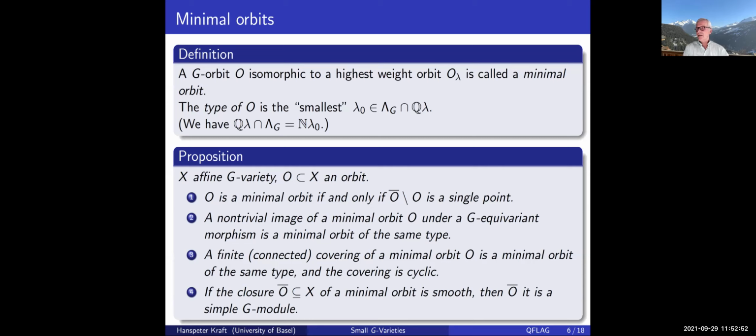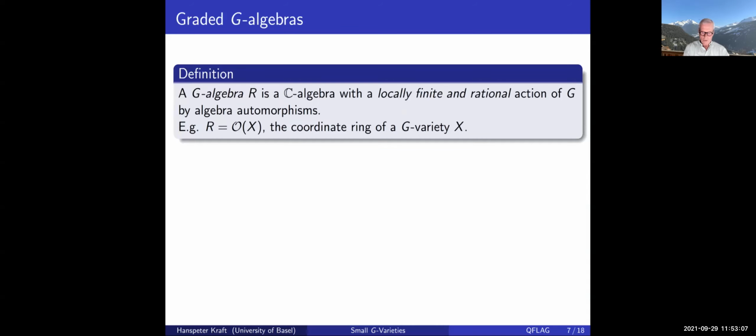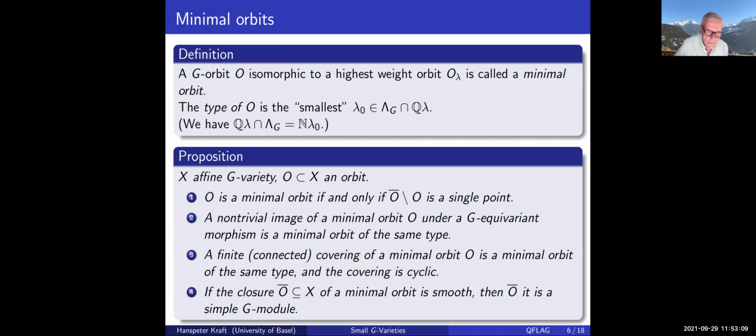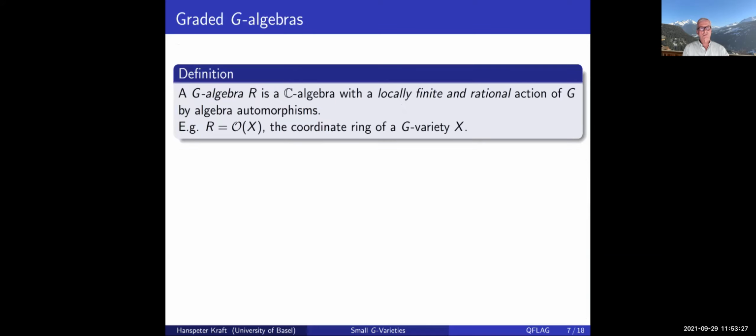Typical cases: take the standard representation of SL n. This has a dense orbit, and the closure is the object itself. This is somewhat the geometric characterization of minimal orbits. So one has just to keep in mind, you take the closure and you add exactly one additional point, then it's minimal. Now, what about the algebraic characterization?